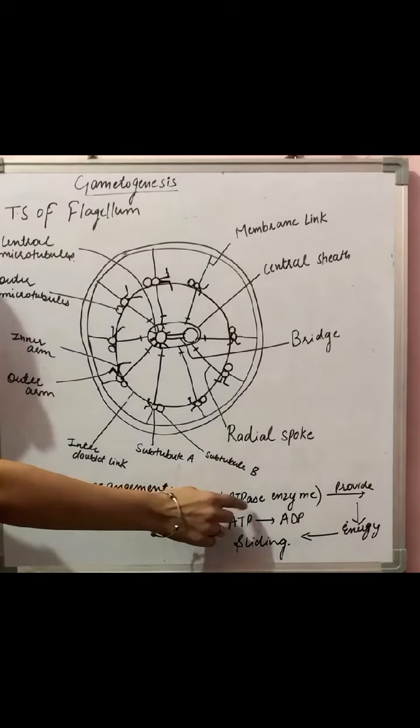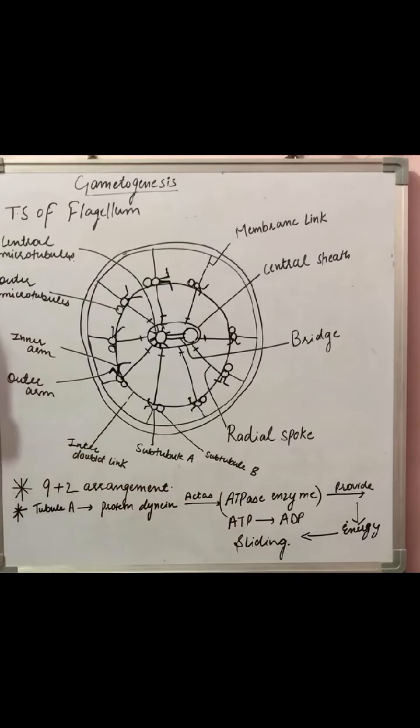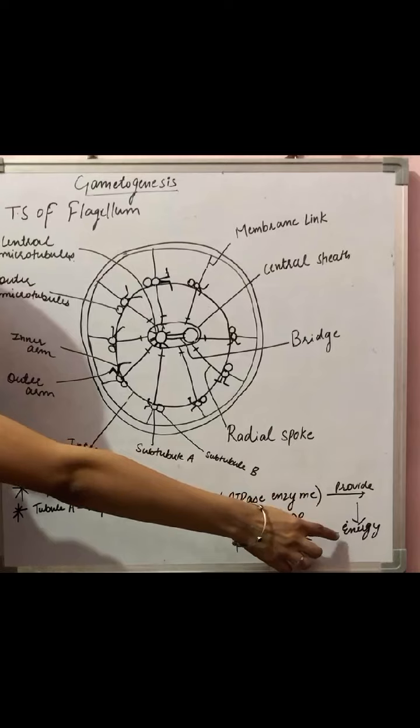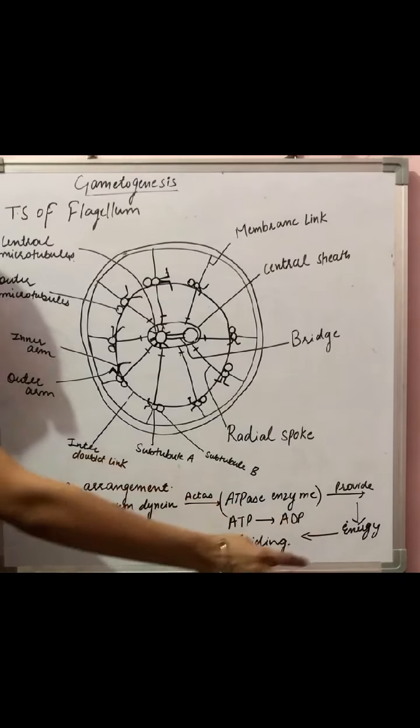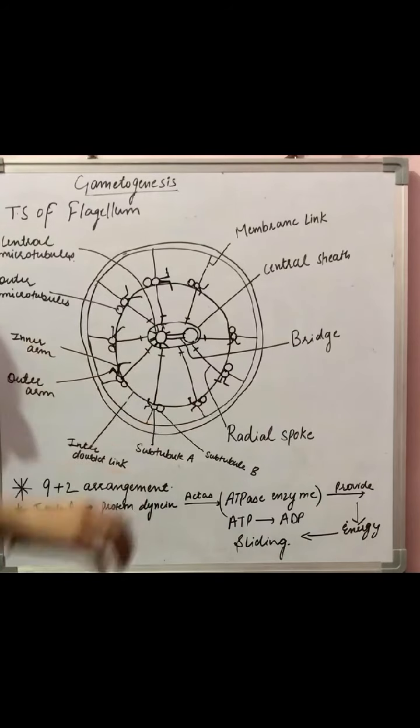So what is the function of the ATPase enzyme? It converts the ATP into ADP and releases the energy. And this energy helps in the sliding of the two microtubules over each other.